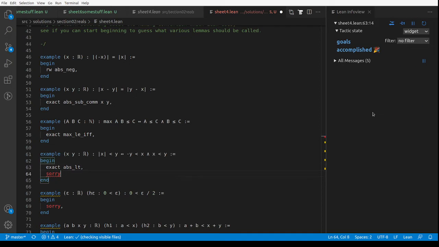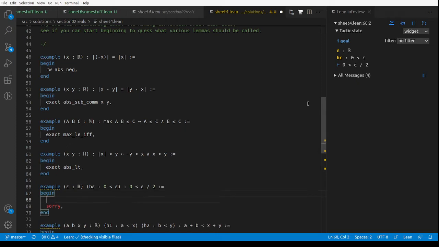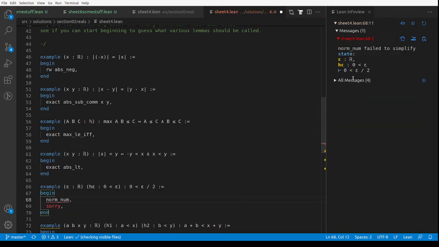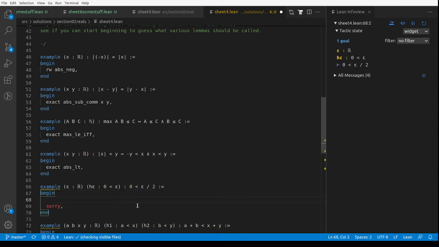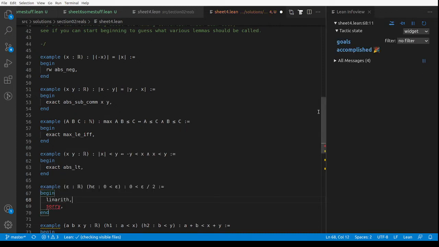Now this one, again, norm_num certainly wouldn't do this one. Well, I guess it wouldn't. One of the reasons it might not is because we're going to have to use this hypothesis. I'm not sure if norm_num uses hypotheses. But the linarith tactic certainly does use hypotheses. It proves arithmetic equalities and inequalities, but it will assume hypotheses as well. So linarith should solve this one, which it does.